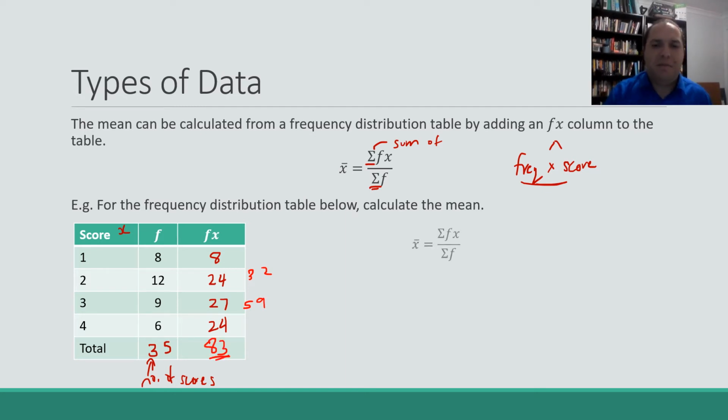So then to find our mean, it's the sum of our f of x column, which we got was 83, divided by the sum of our f column, which is 35. 83 over 35 is 2.37. And so that's how we find the average when we've got a frequency distribution table, just by adding on that fx column, which is our x, our score, multiplied by our frequency, adding them up and using our formula.